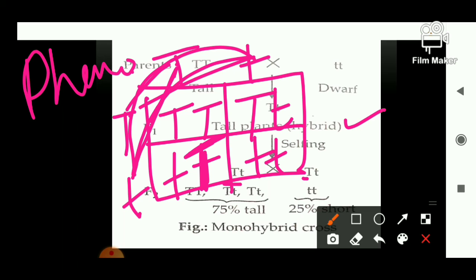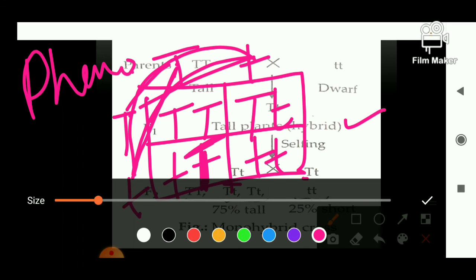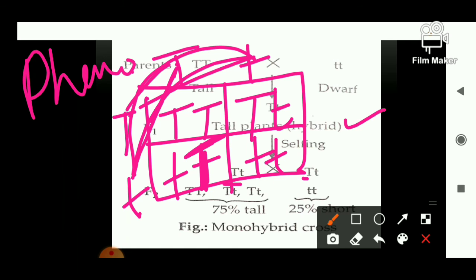Now see, in this one, both are T, so tall. One capital T is present, second is small, then this will also be tall. And in this condition also, the third one, capital T is present, so this will also be tall, and this is the pure dwarf. Now see the phenotypic ratio, कितने हैं tall, first tall, second tall, third tall, so 3:1.